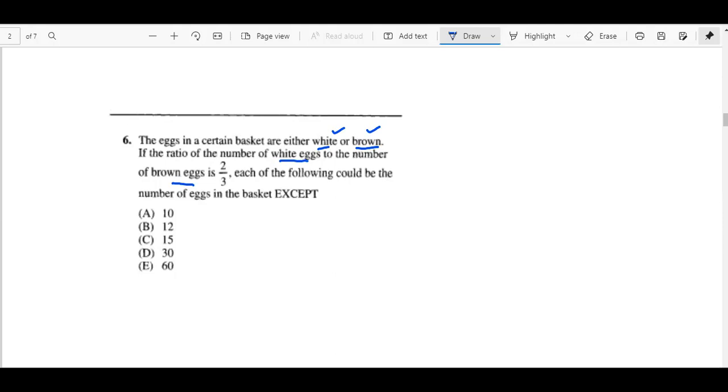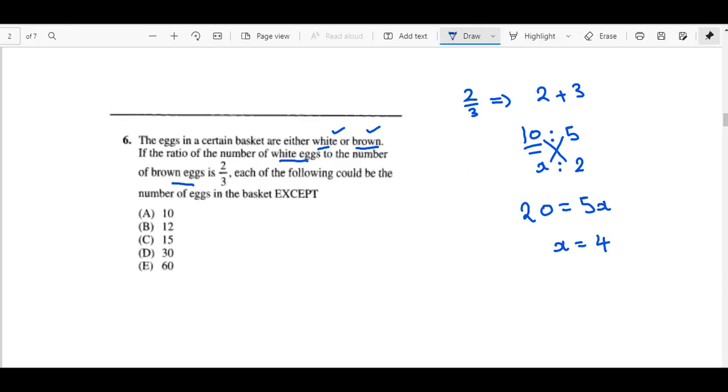So let's say we have 10 eggs in the basket, and if I have to find white eggs only, I'm going to find it like this, because this 2 by 3 basically means 2 plus 3. So the full quantity, which here I'm assuming, this is my assumption, right? If I'm saying that let's say the total number of eggs in the basket is 10 and I want to find the number of white eggs, right? So this is how I'll do it. I'm going to cross multiply. I'll get 20 equals 5x, and x is going to be 4.